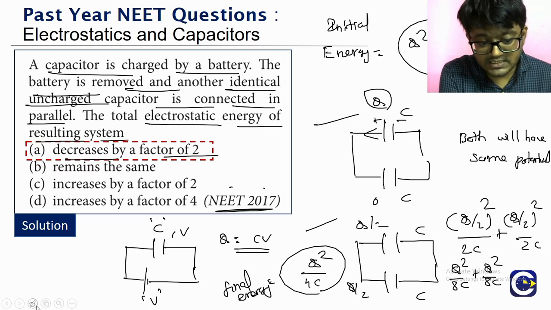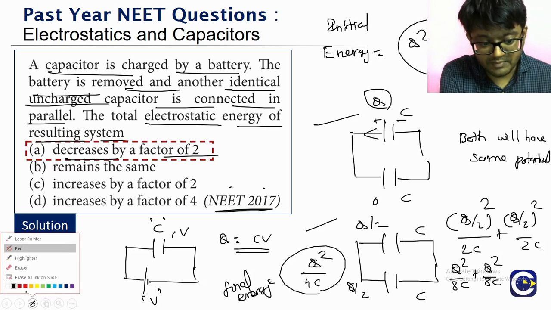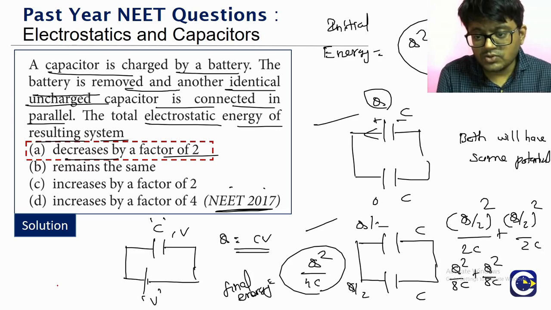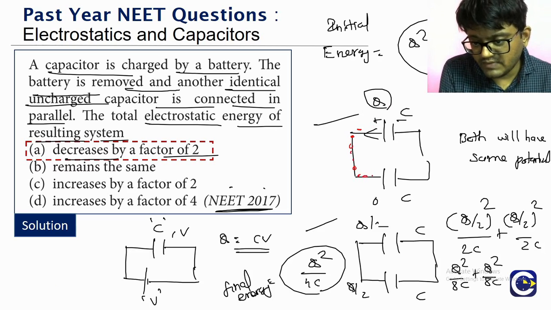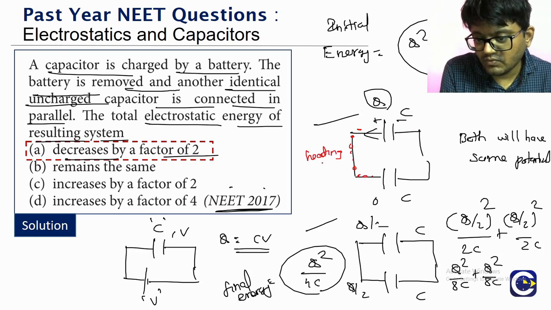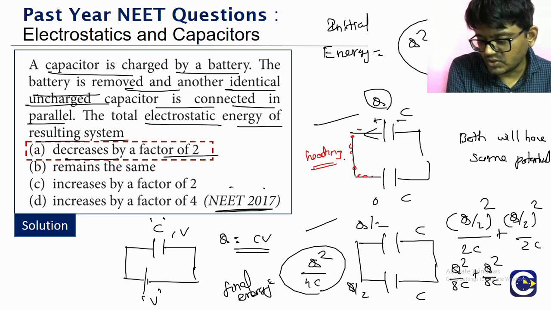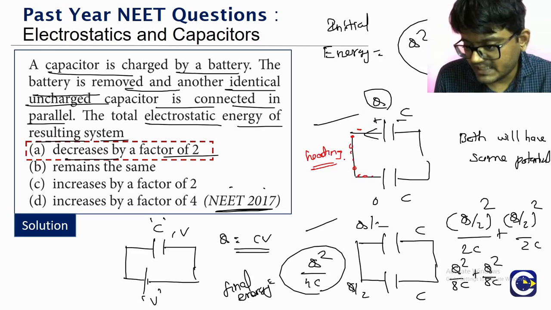Now the question is, what will happen to this energy? Because when the charge is getting transferred from one capacitor to other capacitor, it is going through the connecting wire. The connecting wire obviously will offer some resistance, and there will be some heating of the wire that will happen. So due to this dissipation, the energy is being lost.